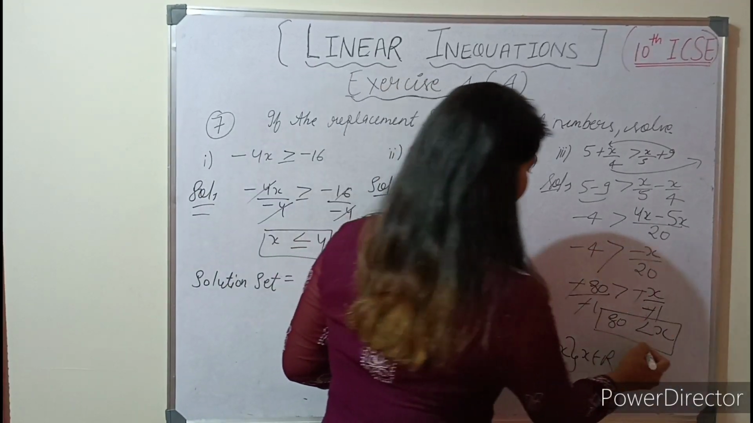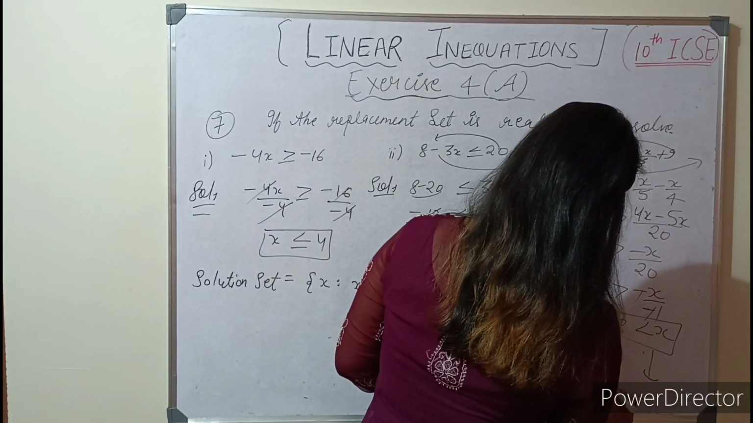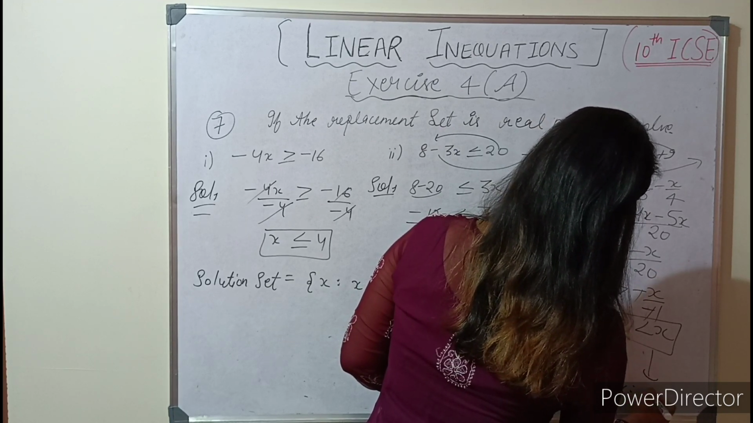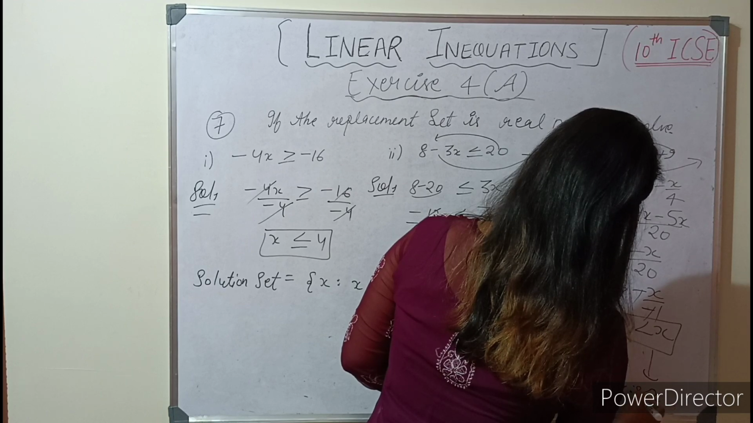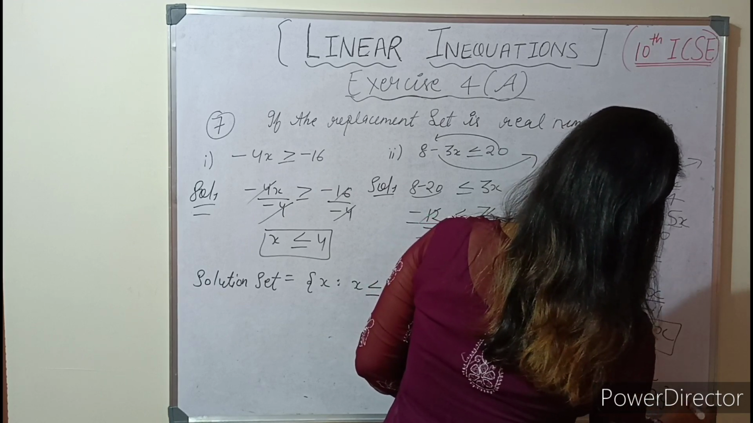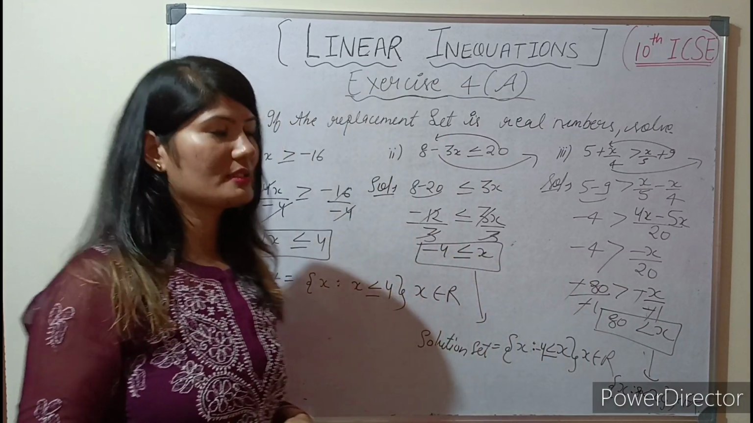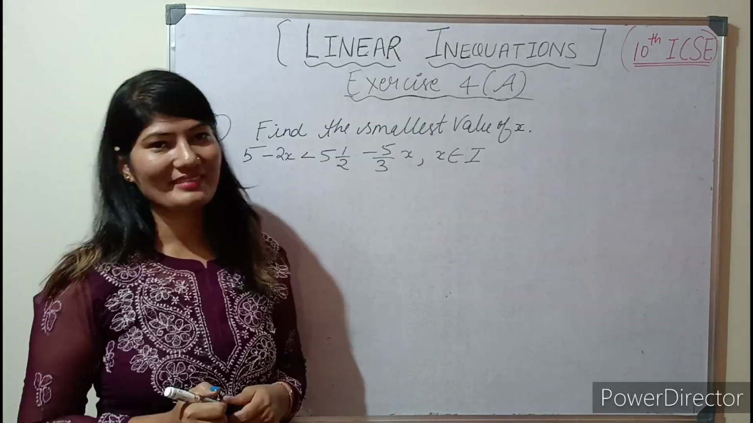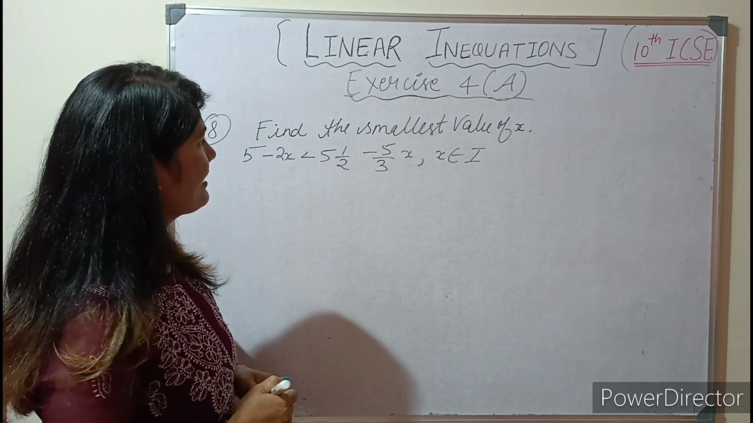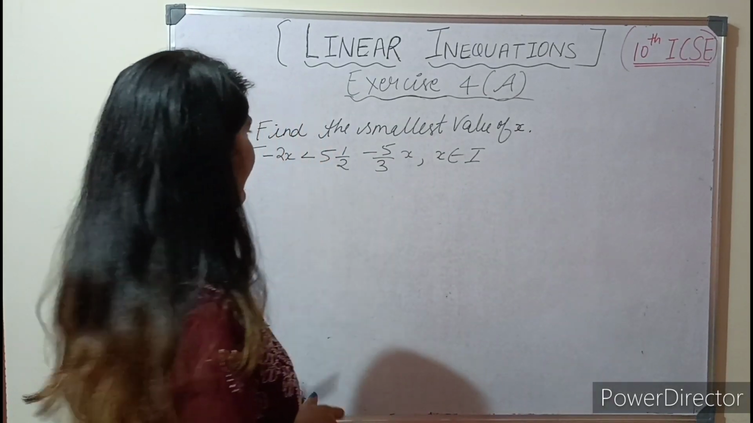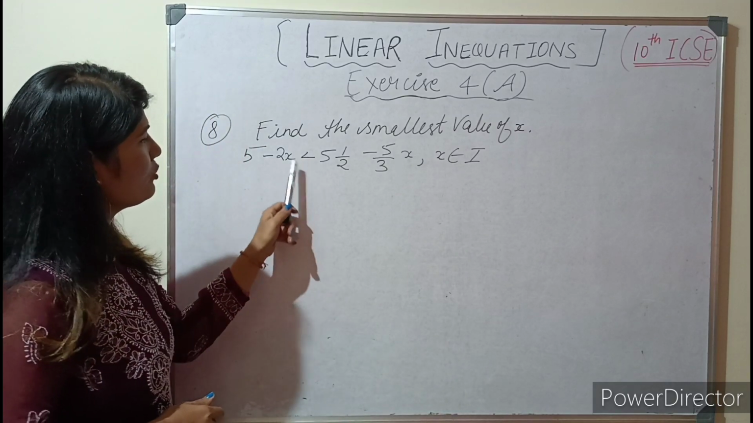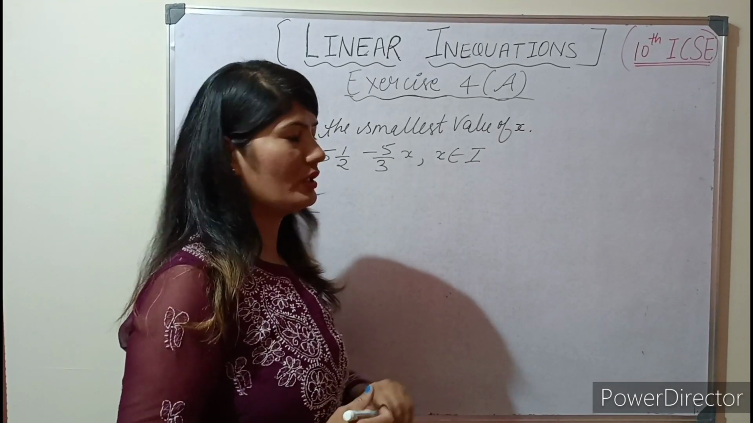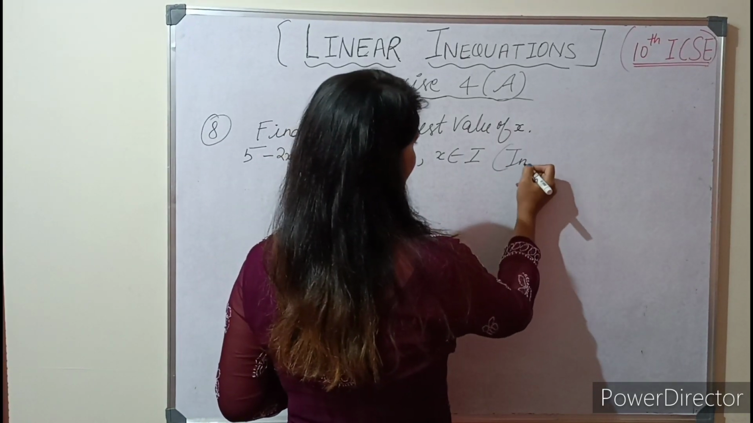So it's very easy. So here the solution set will be, you draw a curly bracket, write here x such that the value of x is more than 80. Just close the bracket and x belongs to R. That's it. So this is question number 7, all the 3 parts. So please have a look. Now moving to question number 8, find the smallest value of x, and here the equation is 5 minus 2x is smaller than 5 whole 1 by 2 minus 5 by 3x, where x belongs to I. So here I is integer.